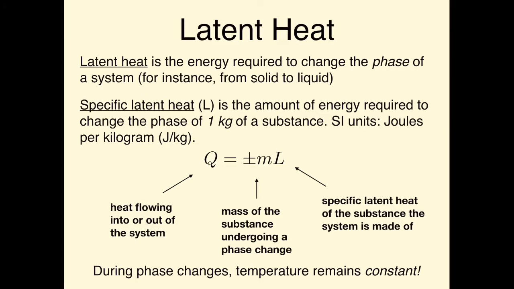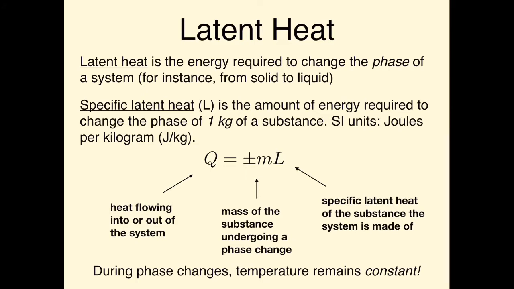Specific latent heat, which is given by the variable capital L, is the amount of energy that would be required to change the phase of 1 kilogram of the substance. So this time, the question would be, if I had a kilogram of solid ice, let's say, how much energy would it take to melt 1 kilogram of ice? So we're talking about a specific amount of substance.